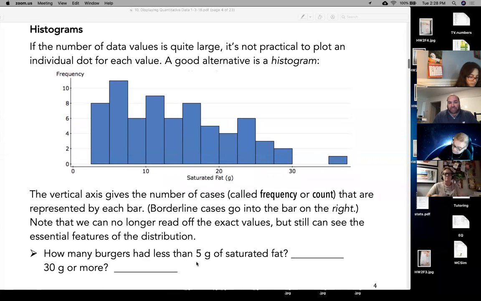So how many burgers had less than 5 grams of saturated fat? Well, you find five, which we know is right here. Five exactly goes to the right, so I don't have to worry about that. So how many have less than five? Eight. Eight, that's the count. How many have less than 30? Two. What do you get two? All of these are less than 30.